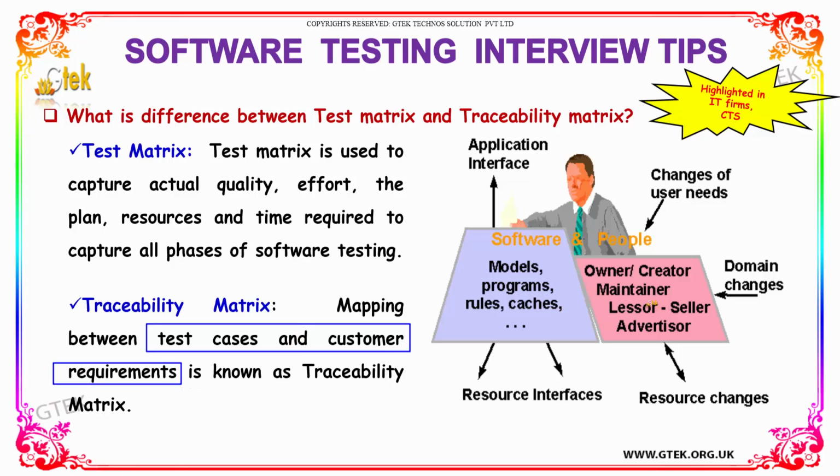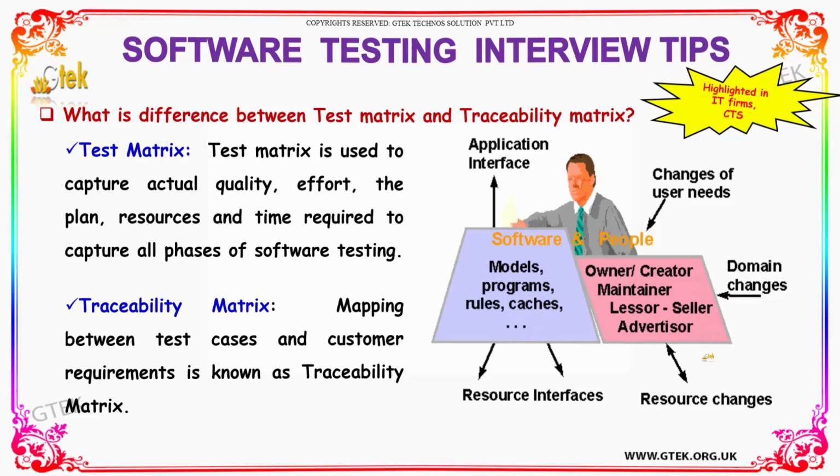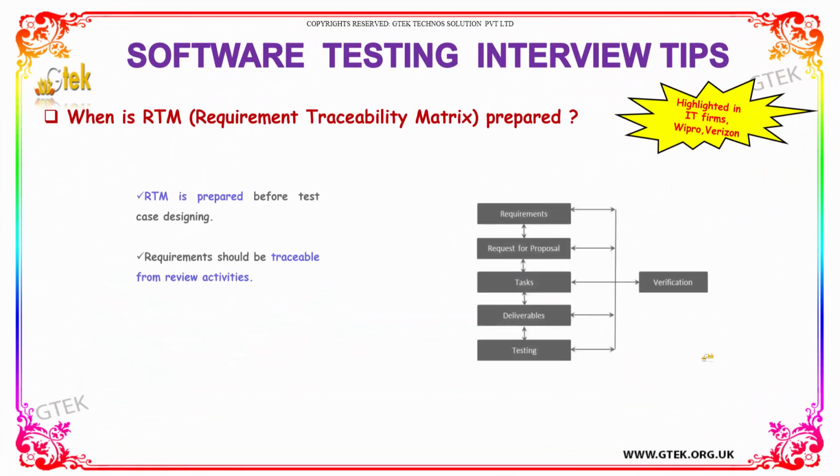So, using your test matrix, you can capture the actual time and resources that a person takes for performing software testing, whereas in your traceability matrix, you will be mapping the test cases with the customer requirements and checking whether they have been satisfied or not. Let us move on to our next question.